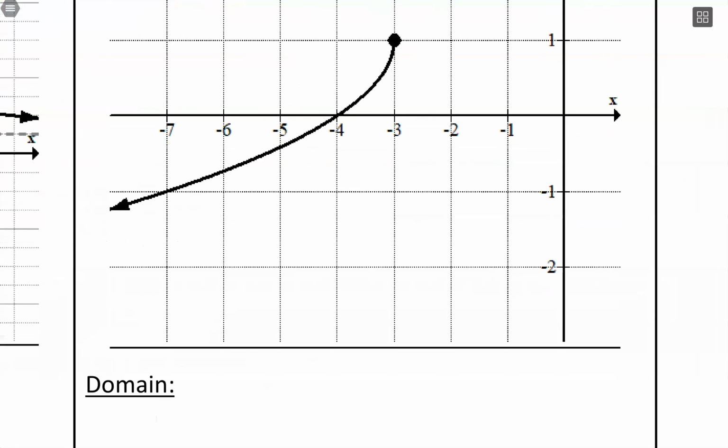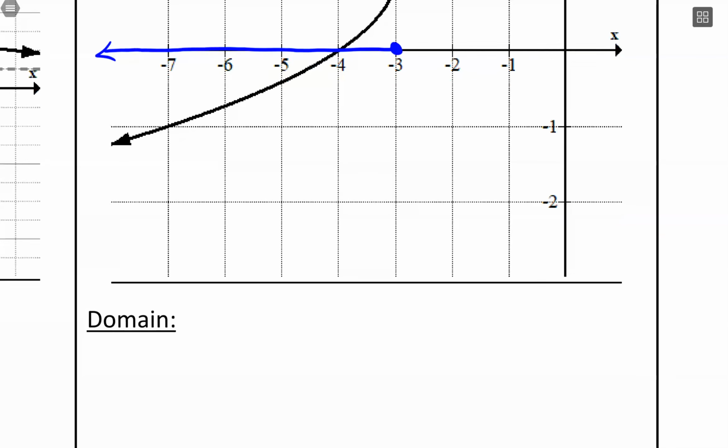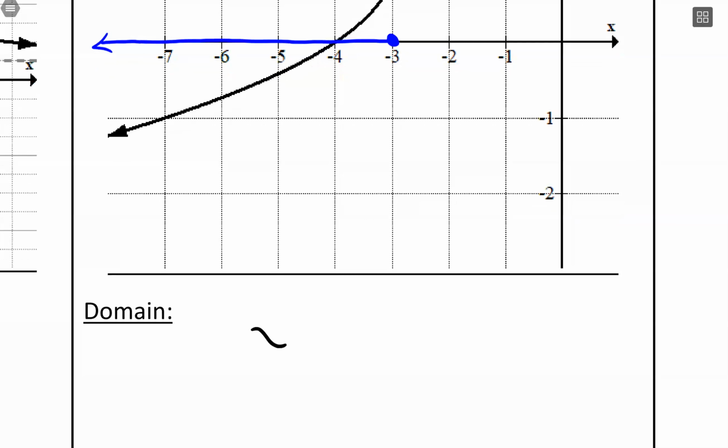All right, last one here. This is going to be from a radical function. So domain, we're good until negative 3. So we're seeing everything from negative infinity up to negative 3. So for domain, we could say x is less than or equal to negative 3. That would be great. You could say negative infinity up to negative 3 and use a square bracket to include the negative 3.